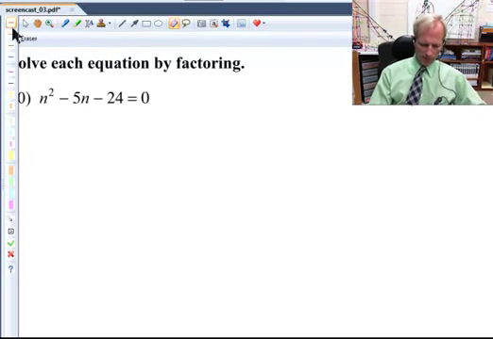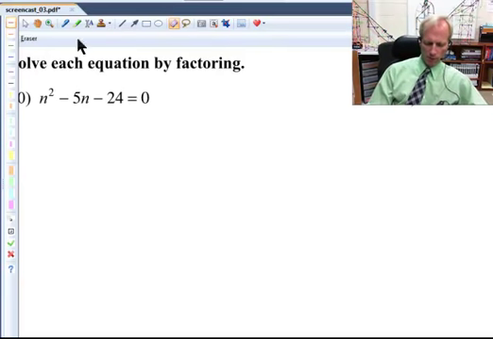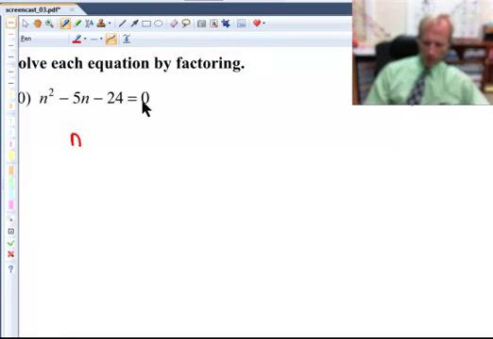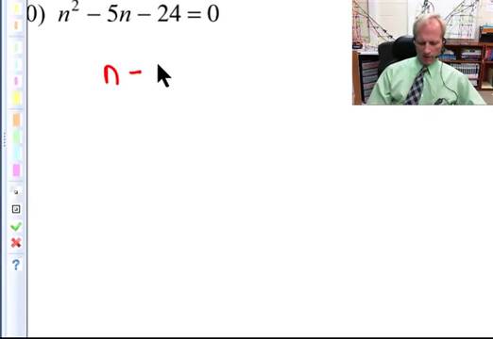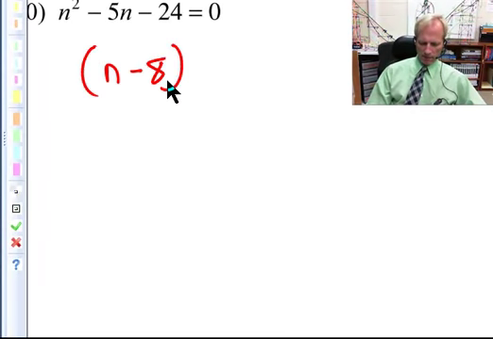Alright, so now we're solving an equation by factoring. So not only do we have to factor, but we have to set each factor equal to 0 and solve for the variable afterwards. So don't forget that extra step. So here, I already have a 0 on the right side of the equation, so I can go ahead and factor. I need 2 numbers that multiply to be negative 24 and add up to negative 5, and that would be negative 8 and positive 3.